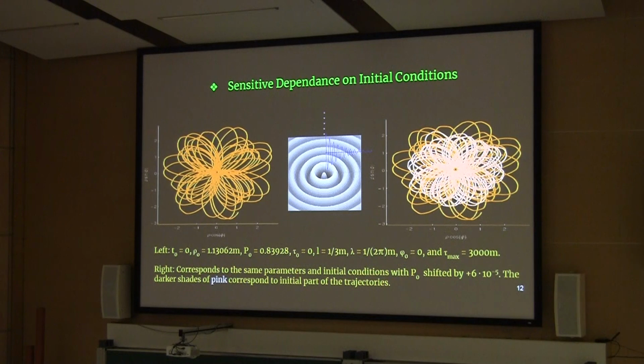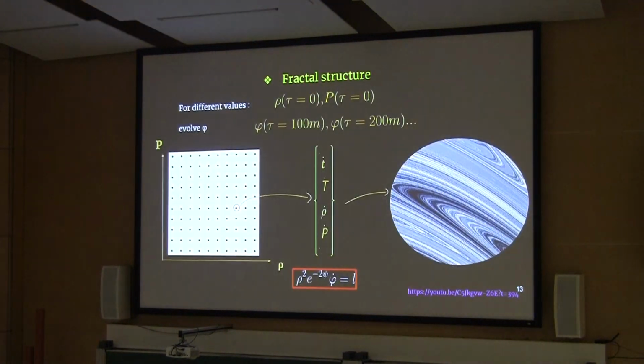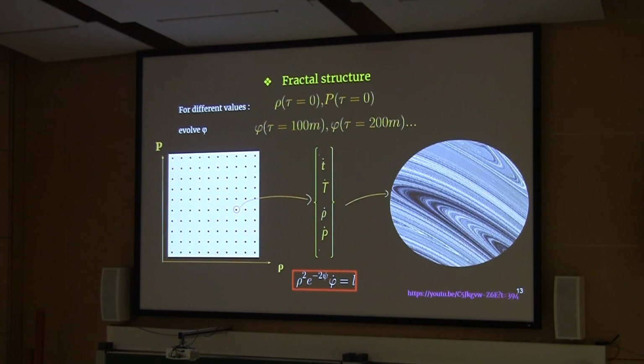This and more results were shown by Shipka in the last POTOR meeting, that you have sensitive dependence in the geodesics. But now that you have that, how can you quantify the onset of chaos in the system? So first we looked into the fractal structure.